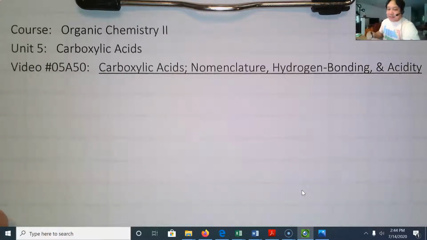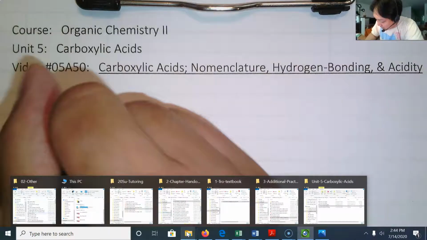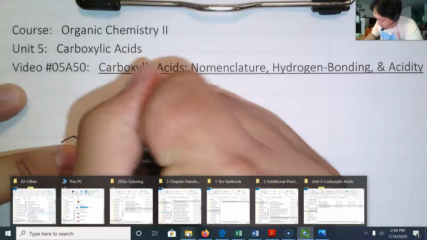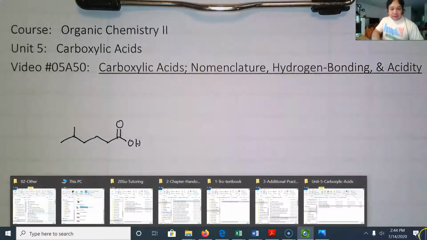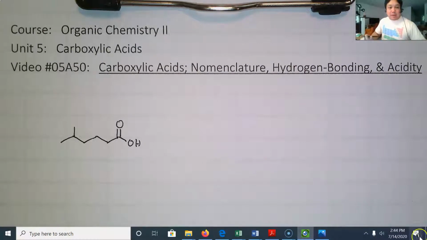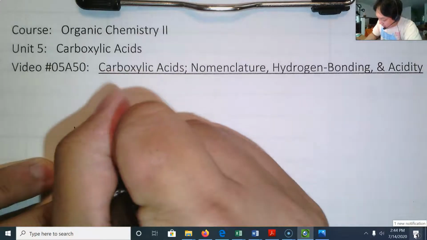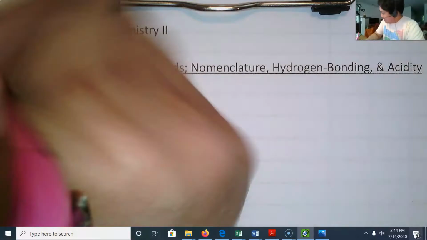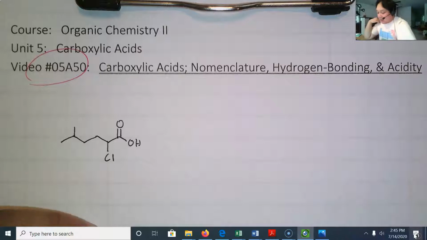Okay, a carboxylic acid, as you probably know, is a molecule with a carboxyl group. And let's draw that. Let's put a couple of substituents. Let's put a chlorine actually here. Okay. Let's talk about nomenclature first.